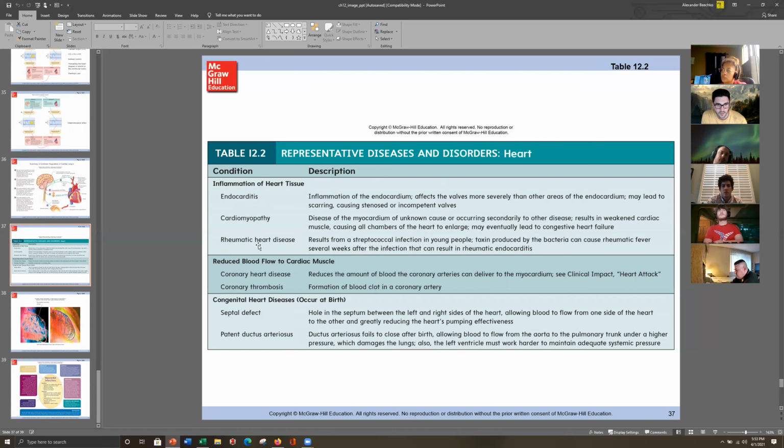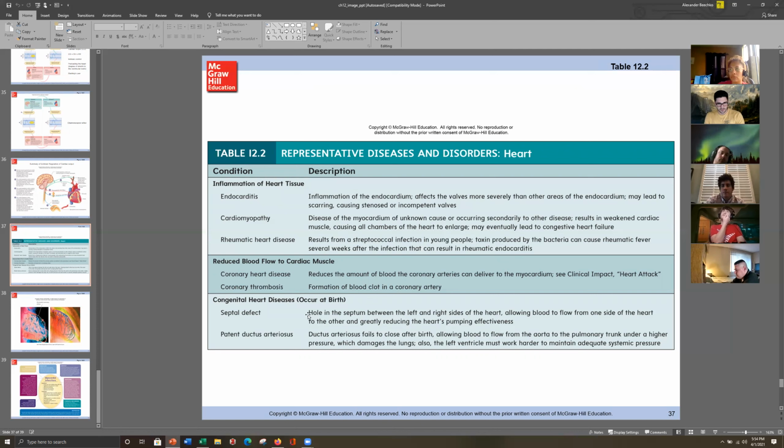Okay. Rheumatic heart disease results from a streptococcal infection in young people. So Streptococcus, a bacteria that causes strep throat. A toxin produced by the bacteria can cause rheumatic fever. Several weeks after the infection, that can result in rheumatic endocarditis, so inflammation, again, of the endocardium. Reduced blood flow to the cardiac muscle, coronary heart disease, coronary thromboses, right? We've already talked about some of those. There are some interesting birth defects that can occur as well. I didn't mention these.